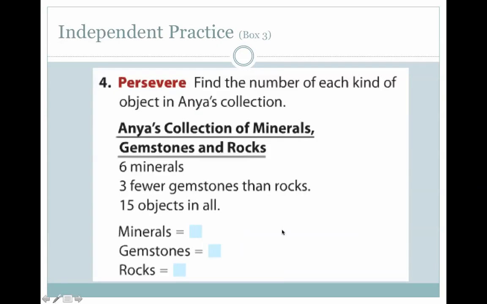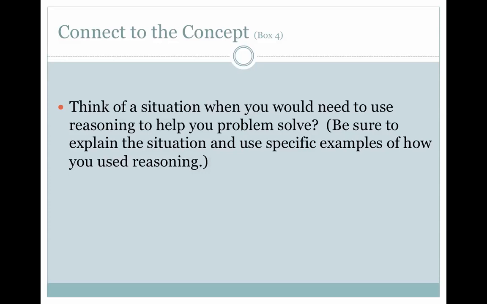So now you're going to have a chance to apply this on your own to this problem in box 3 of your homework sheet. Be sure to use the problem-solving process. And in box 4, think of a situation when you would need to use reasoning to help you solve a problem. Be sure to explain the situation and use specific examples to show how you would use reasoning.